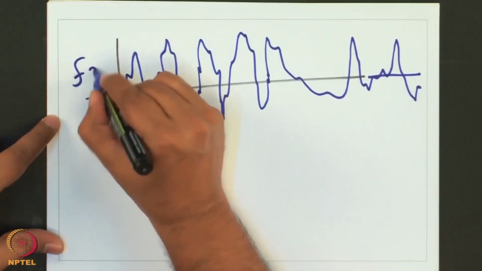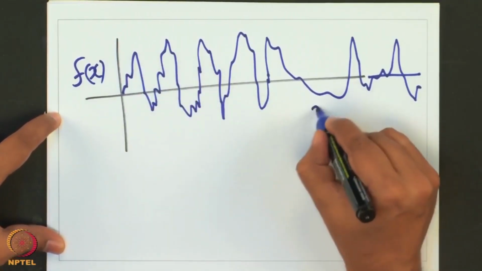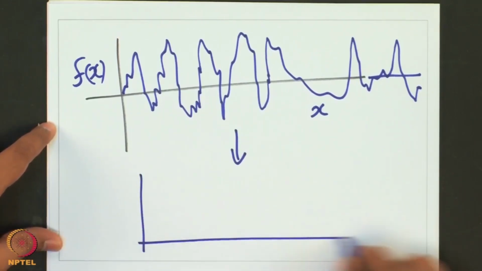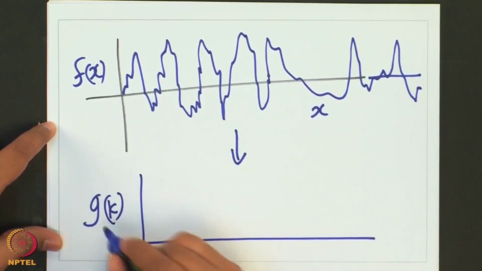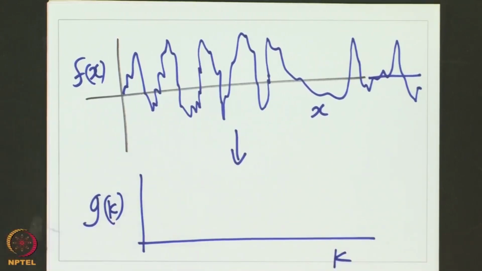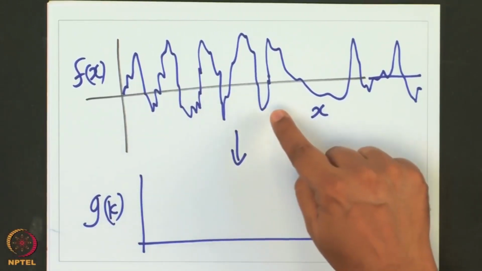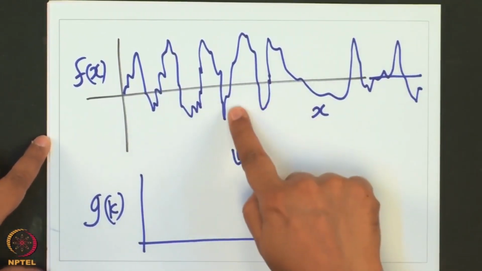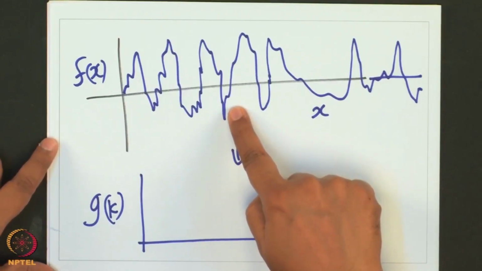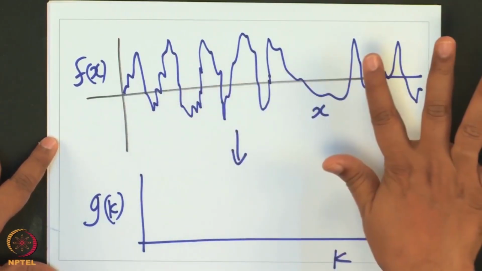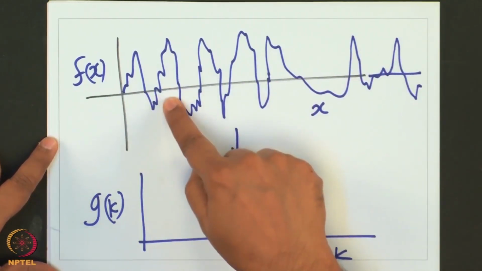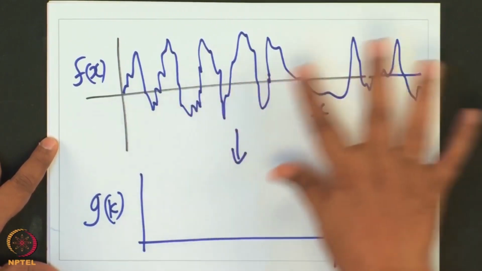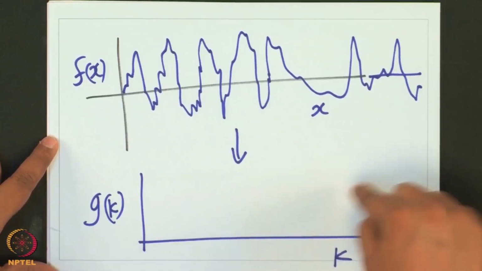Now, this is your f of x. As a function of x, I can do a mathematical operation and convert it to a g of k. And the mathematical operation is what we described. It is an integral, that is, multiply with this e power i kx and find the area under this. That is all you have to do. Multiply this with sine and cos and find the area under this. First multiply with cos, find the area, then multiply with sine, find the area under the curve, that is like integration, and from that you can get this g of k.